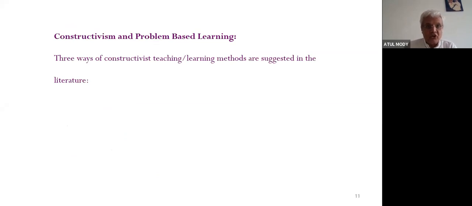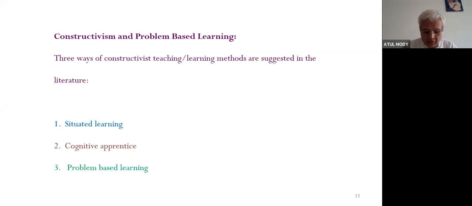Now, in literature, they talk about three ways of constructivist teaching-learning methods. One is situated learning, cognitive apprenticeship, and problem-based learning. Now, an uneducated vegetable vendor also knows how to do calculations because they have to deal with money. They learn because they have to do their business. It's not formally learned, but they learn. So it's situated learning. They learn because they are in that situation. Then, of course, you work with somebody who is an expert in the field, and you learn by assisting them. And that's a cognitive apprenticeship.